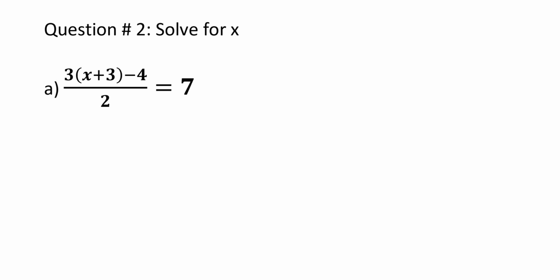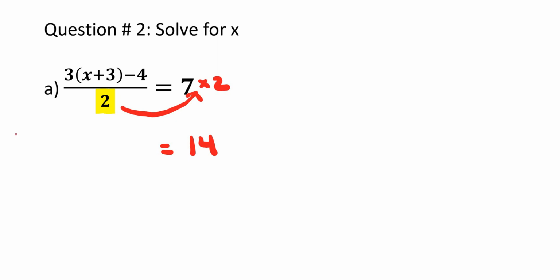Let's move on to question number 2, where we need to solve for x. Now for this particular question, I noticed that there's a 2 on the denominator, and if the number on the denominator were dividing by 2, right? So to undo that, we need to multiply by 2. So I'm going to take this 2 and I'm going to multiply that with the 7 on the right hand side. So 7 times 2 is going to be 14.